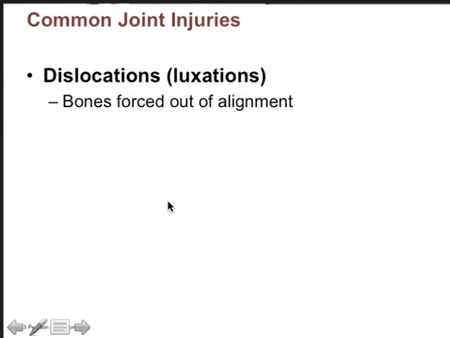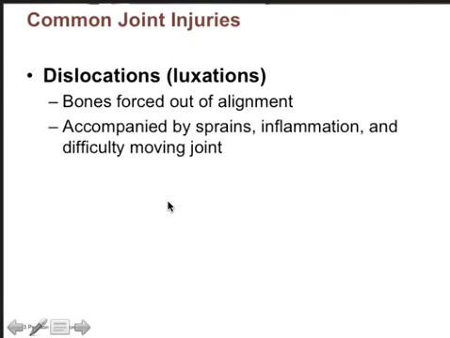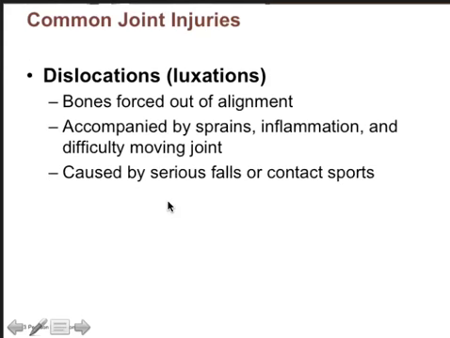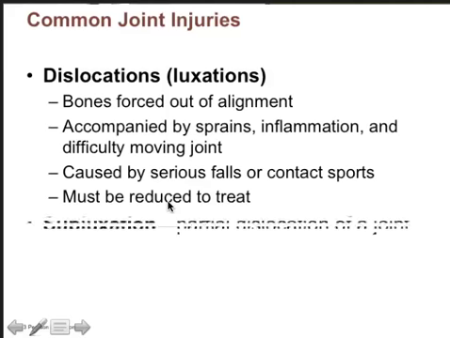Dislocations are where bones are forced out of alignment. This is accompanied by sprains, inflammation, and difficulty in moving the joint. It can be caused by falls or by contact sports. We have to reduce them in order to treat them. By reducing, what we mean is we have to set the bones so that they properly articulate in order for proper healing to take place.